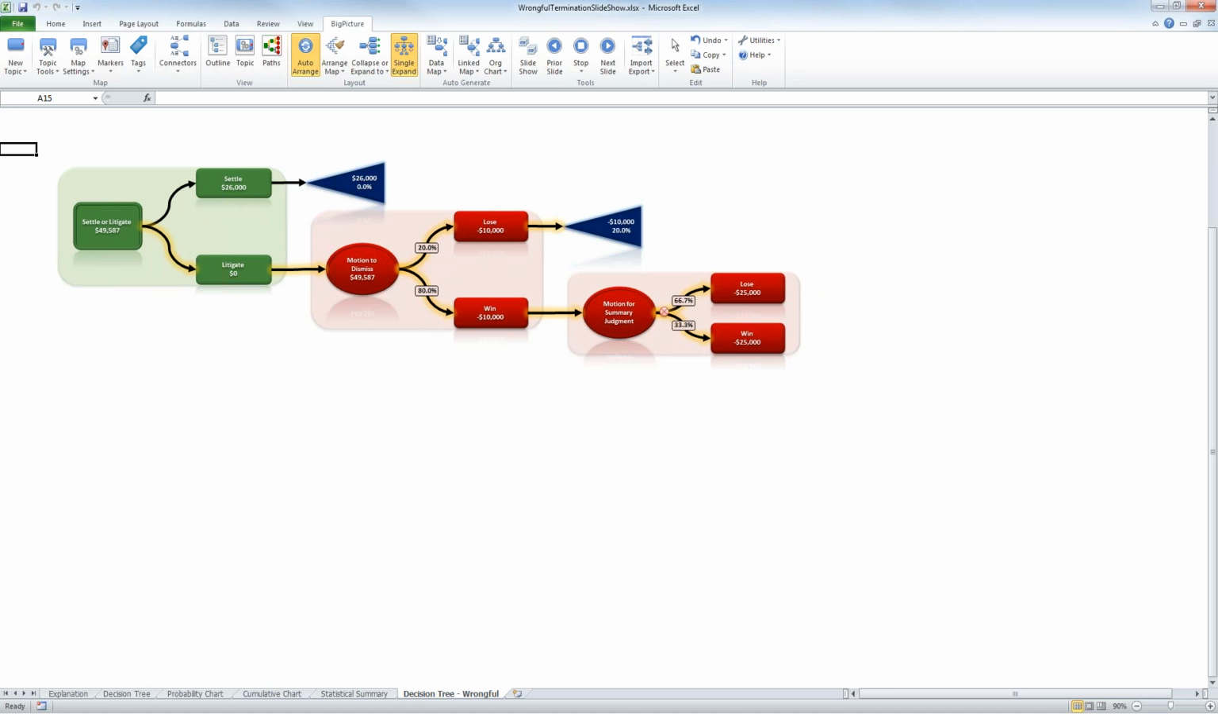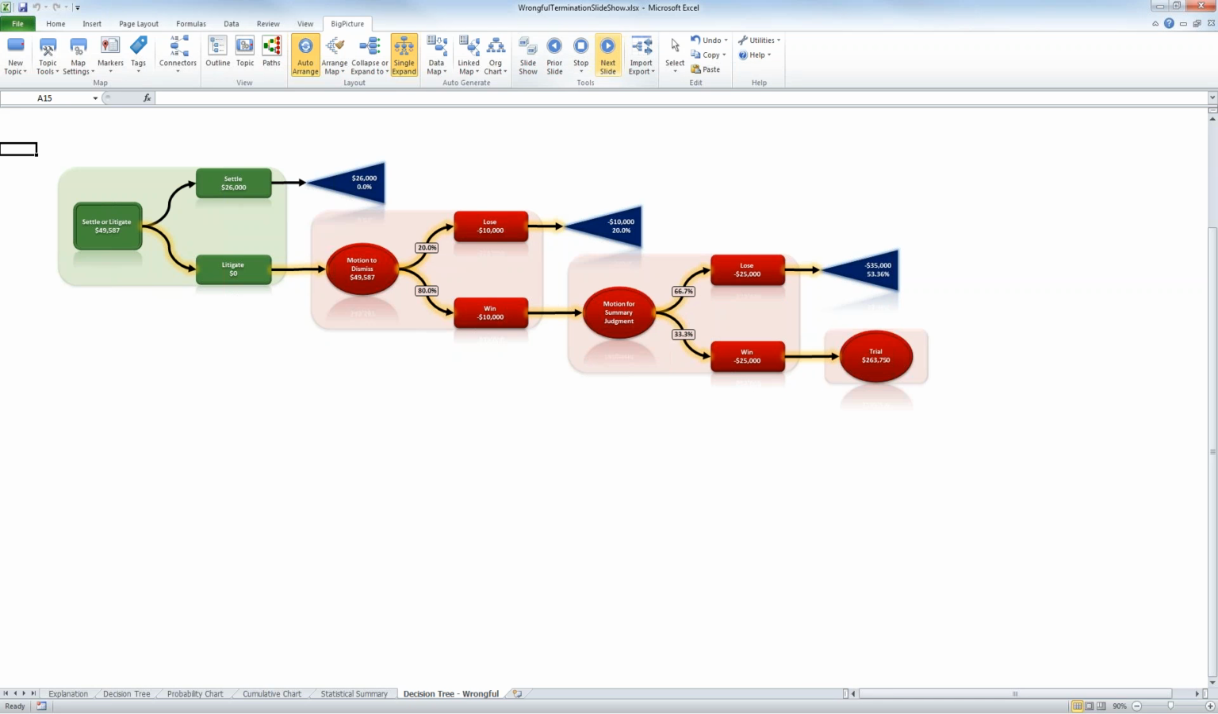The next chance event, assuming you successfully overcome that motion to dismiss, is whether you can win the court's motion for summary judgment. This is a much harder challenge, and it's going to cost you $25,000 to respond to it. And now you only have a 1 in 3 chance of winning, which you can see here. If you win, it actually goes to trial.